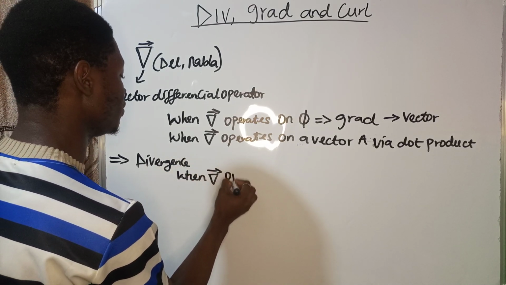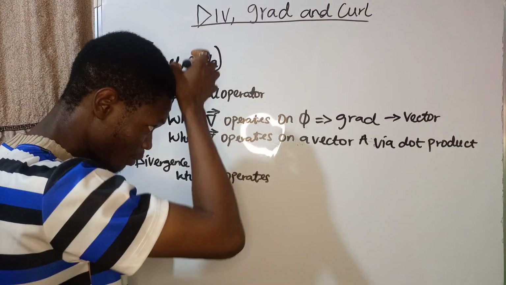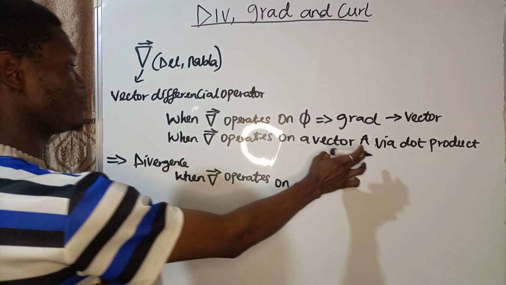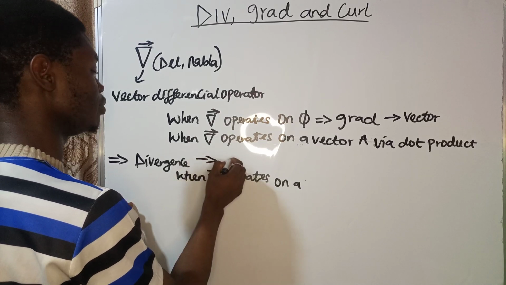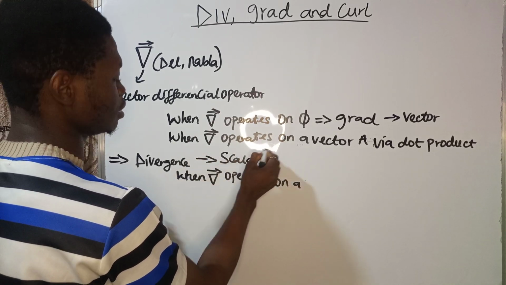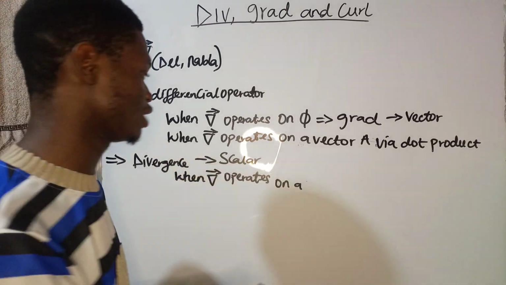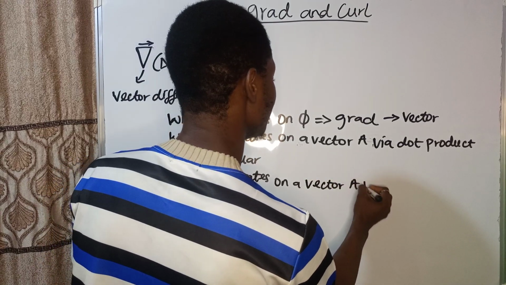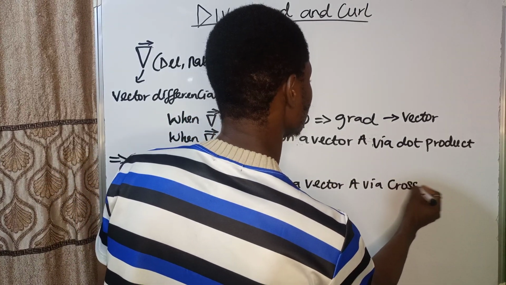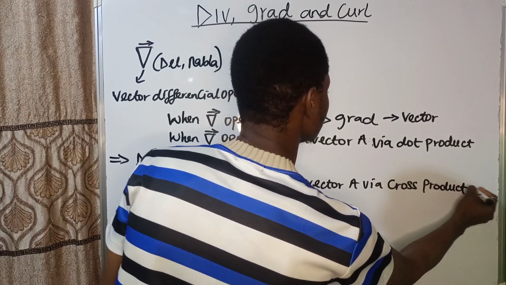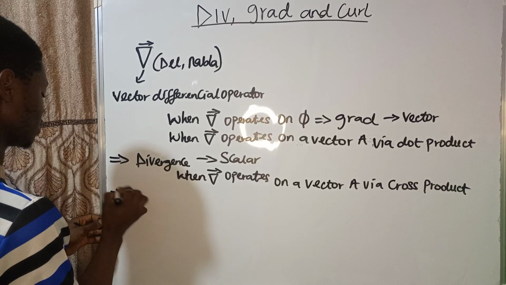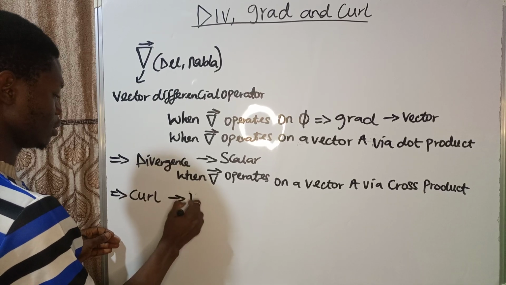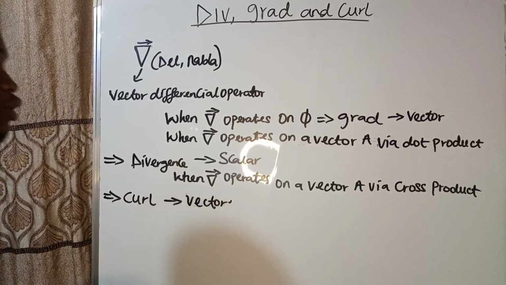Now when nabla operates on a vector, the end product of this one will be a scalar. It will not have direction. When nabla operates on a vector A via cross product, we get curl, and the result will be a vector. It will have direction.